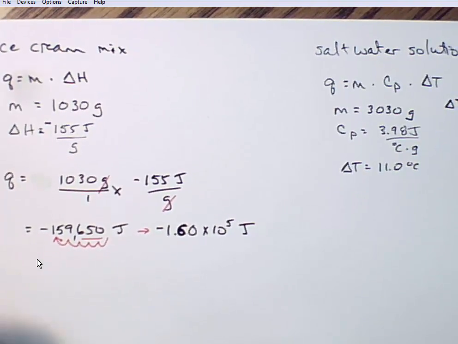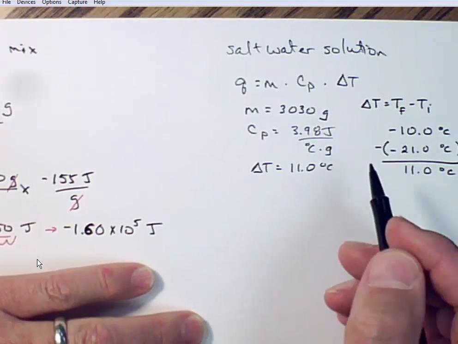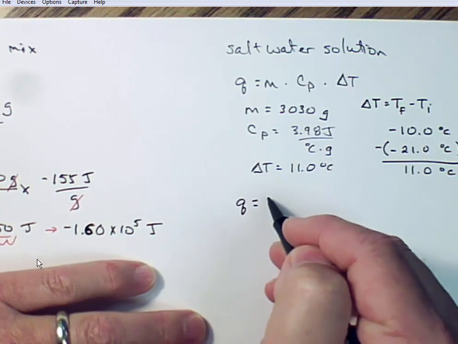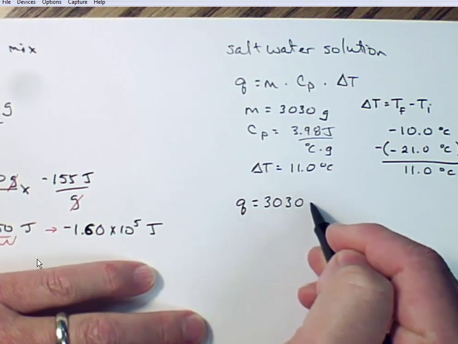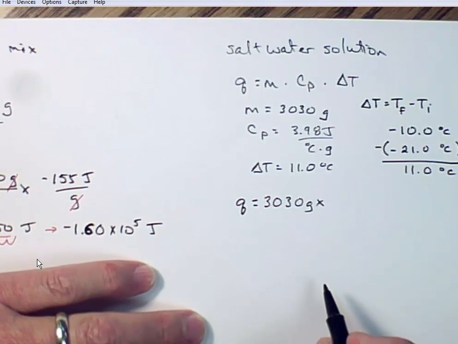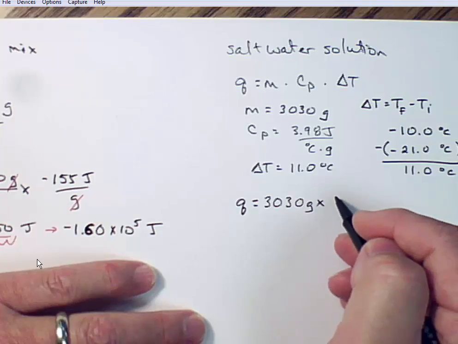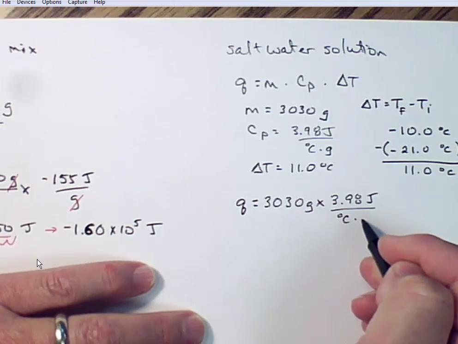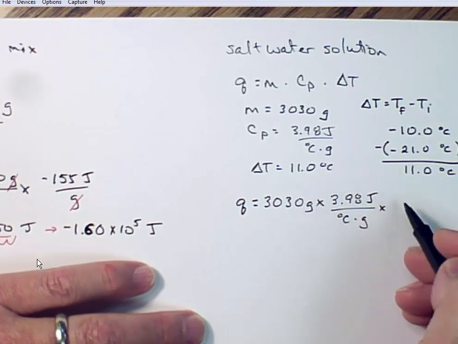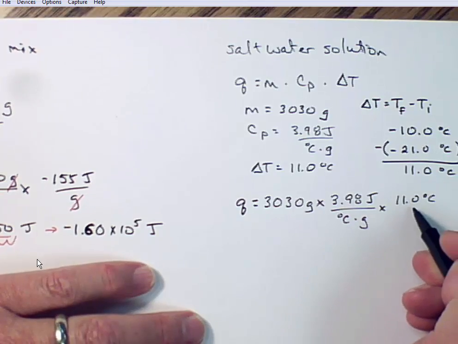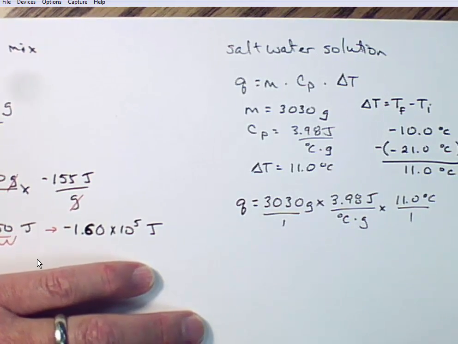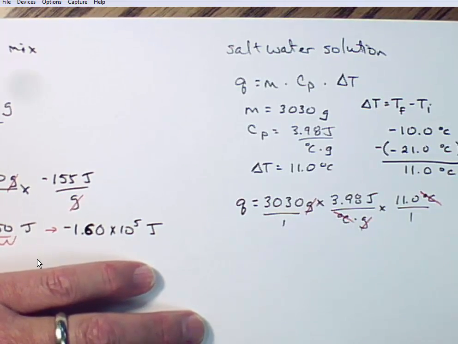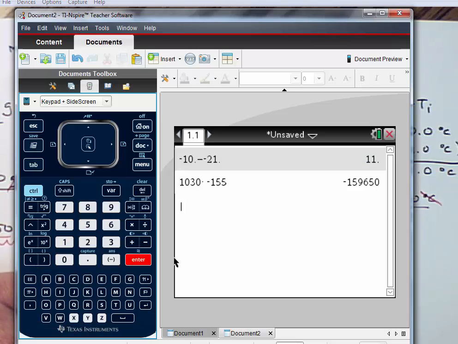Let's see if that amount of energy is available in the salt water solution. So Q is equal to the mass here of the salt water solution, 3,030 grams, times the specific heat that's given for the salt water solution, 3.98 joules per degree C per gram, times the change in temperature, which is 11.0 degrees C. Put those over 1 to kind of keep things nice and neat. Grams cancel. Degrees C cancels. Go to the calculator.